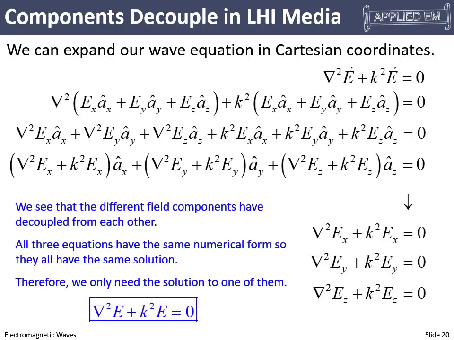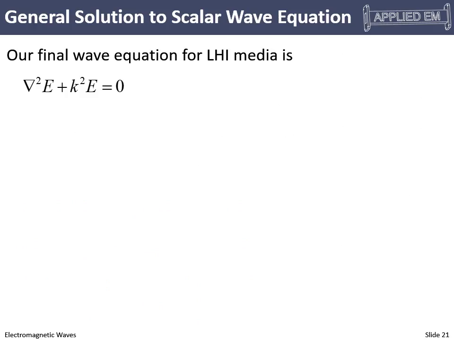So we can just write our wave equation this way and not even really write a subscript here. We'll just have to keep in mind that it could be x, y, or z, but we can solve this one equation and reuse that solution for each of these three equations. And this happens because we are in a linear, homogeneous, isotropic medium. So there's the final equation that we have to solve.